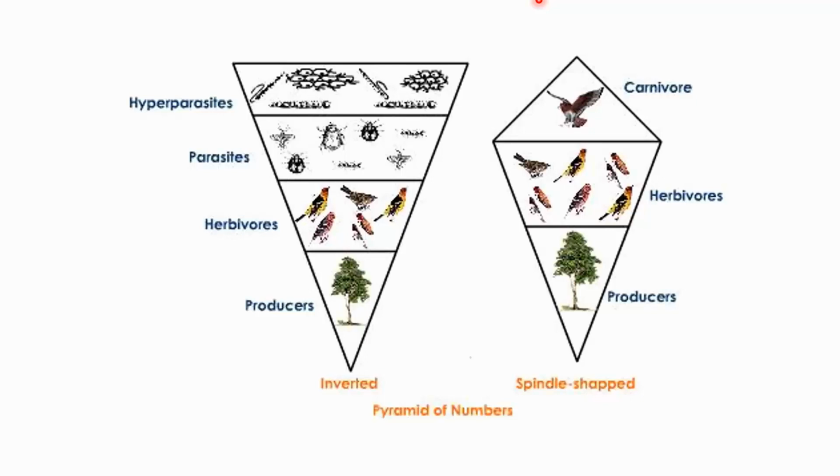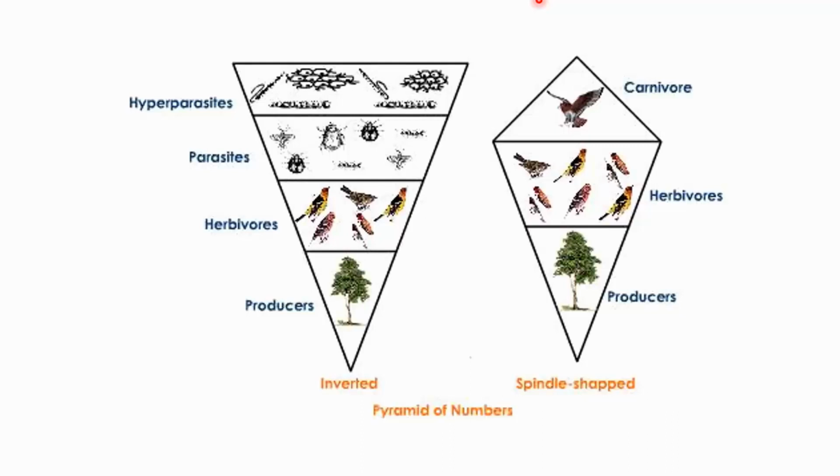So the parasites will be more in number, as there might be 2 or 3 parasites present on the herbivores residing on that tree. Then there will be hyperparasites that will again be higher in number. So therefore, in such cases, the pyramid of number will be inverted.